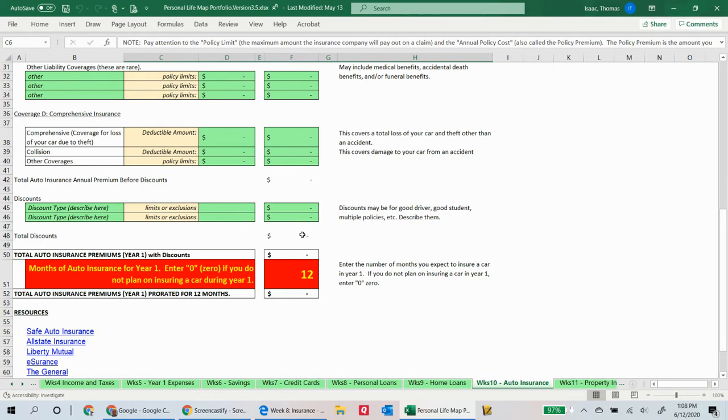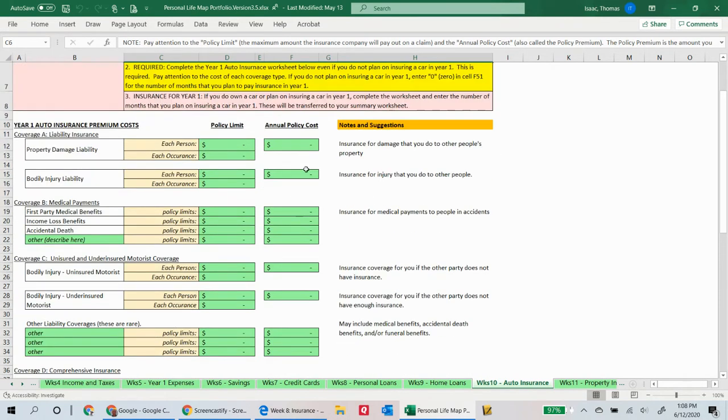Now, an important thing as well in this worksheet, all of these things that you're going to put in, the annual policy costs are for a year. Most commonly, if you get an insurance quote, it may be for 6 months. If the quote that you get is for 6 months of coverage, you're going to have to multiply by 2 to be able to get to the annual policy cost. So make sure that the numbers you're putting in here for the annual policy cost are the cost for a year, not for 6 months.